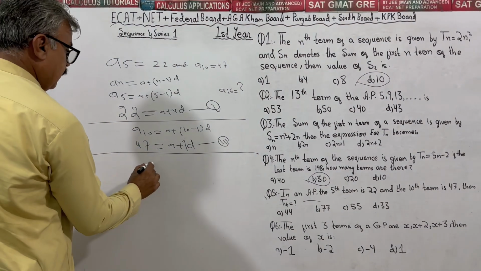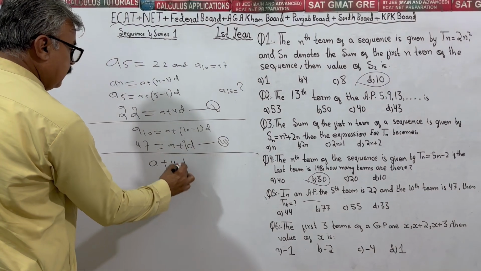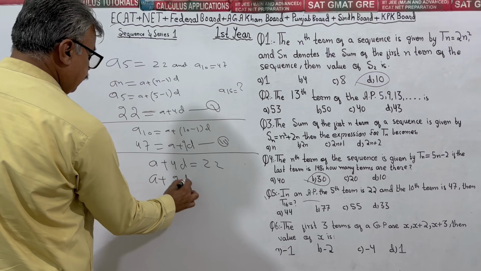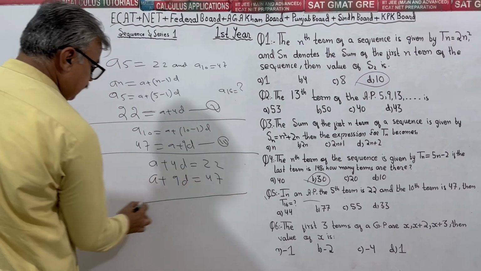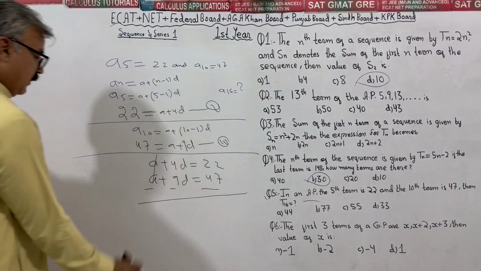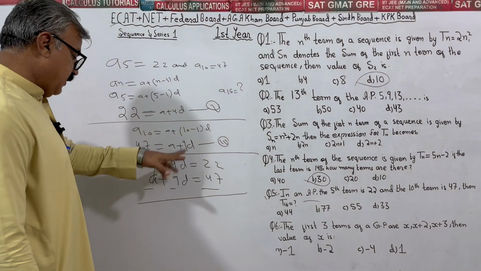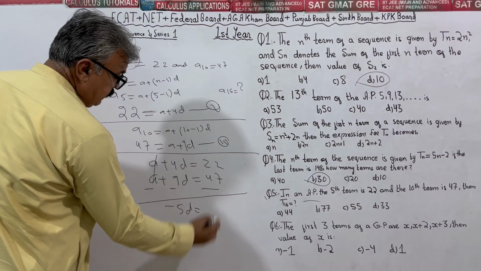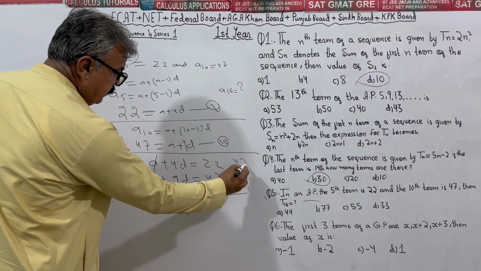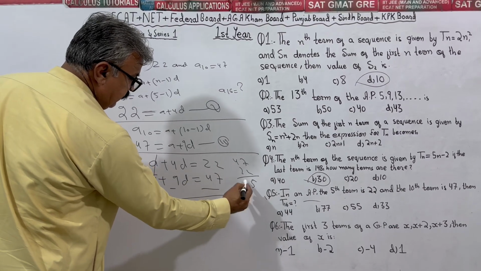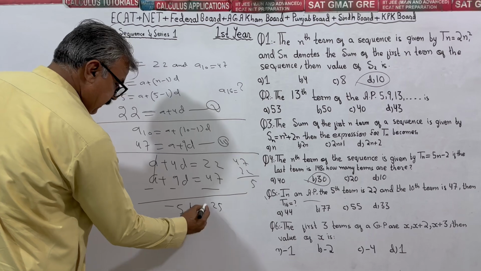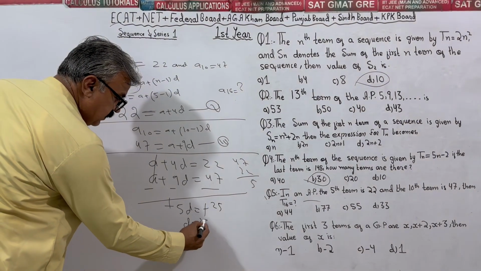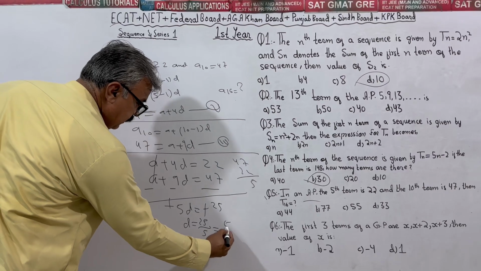We have a plus 4d is equal to 22 while a plus 9d is equal to 47. Subtracting, a cancels out, positive 4d minus 9d gives negative 5d. On the right, 22 minus 47 is negative 25. The negatives undo each other. Solve for d: d is 25 over 5, so d is equal to 5.